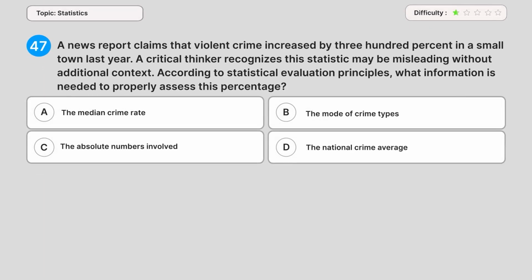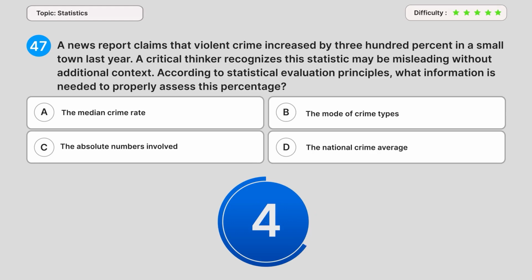47. A news report claims that violent crime increased by 300% in a small town last year. A critical thinker recognises this statistic may be misleading without additional context. According to statistical evaluation principles, what information is needed to properly assess this percentage? A. The median crime rate. B. The mode of crime types. C. The absolute numbers involved. D. The national crime average. What do you think is the answer?